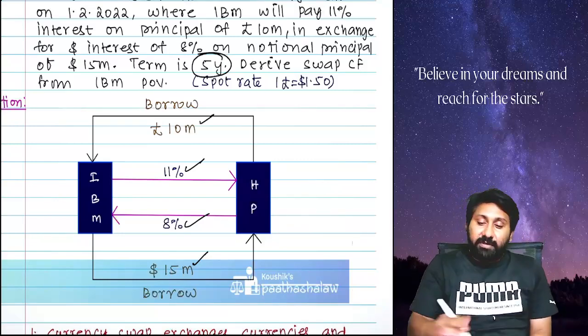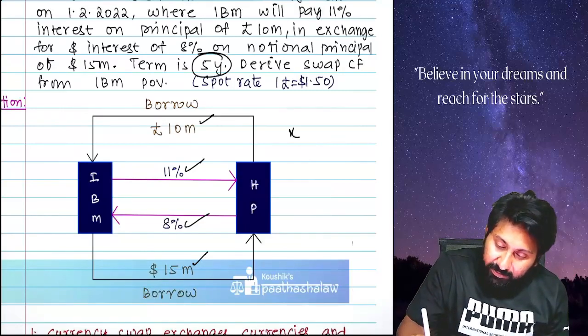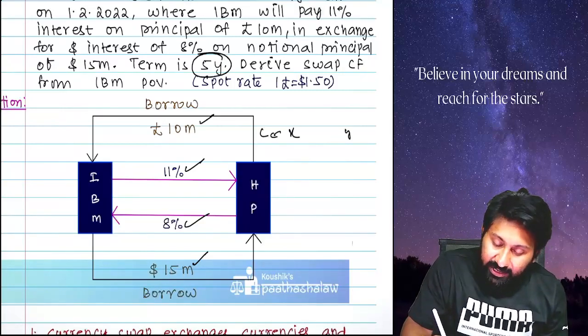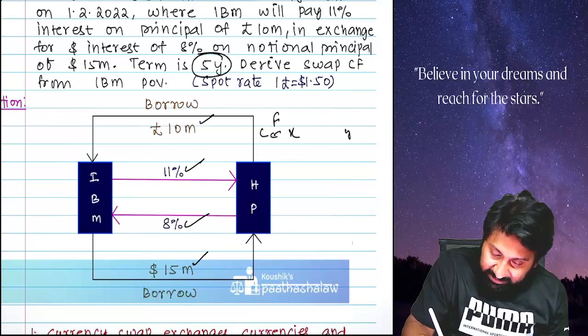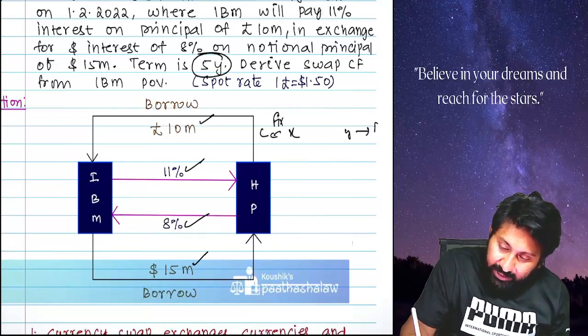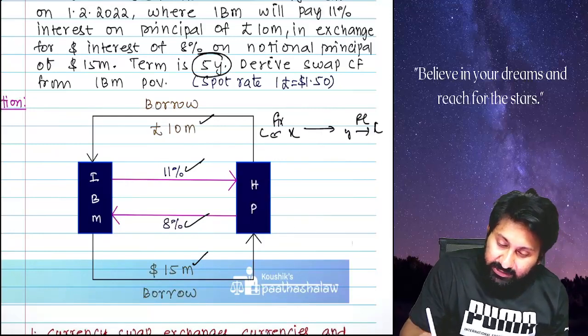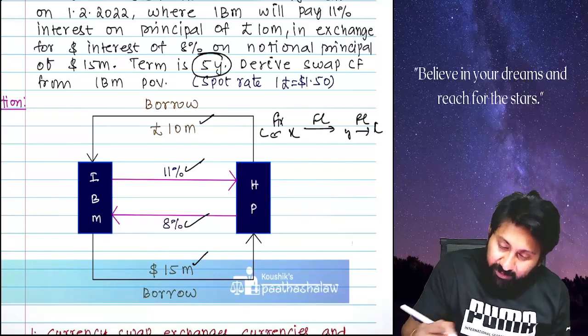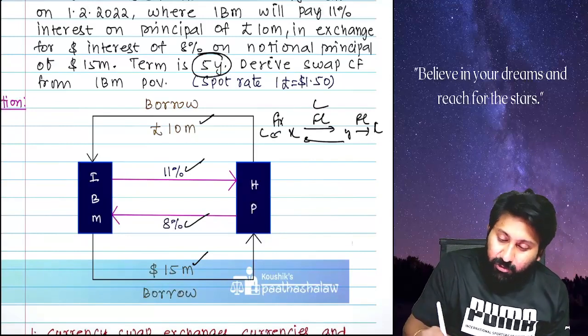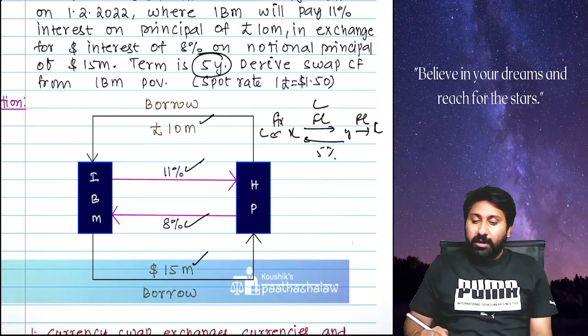In an interest rate swap, what will happen? Two parties will be there, X and Y. X pays in fixed, Y pays to its lender in floating. What will we do? X wants to pay in floating, so it will take LIBOR. Y wants to pay in fixed, so it will pay 5. Like this we will do.